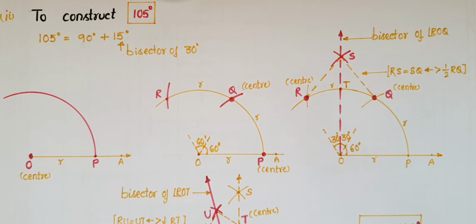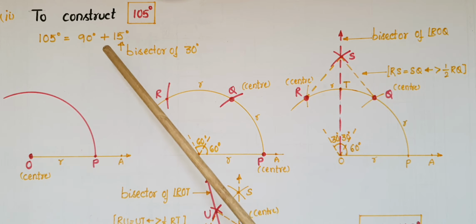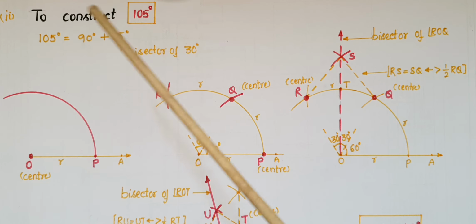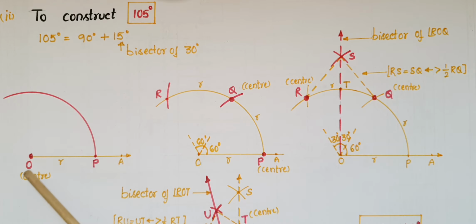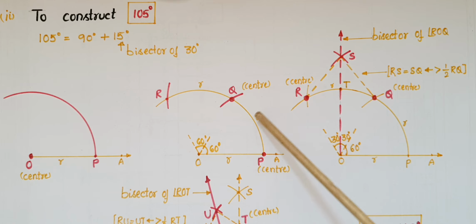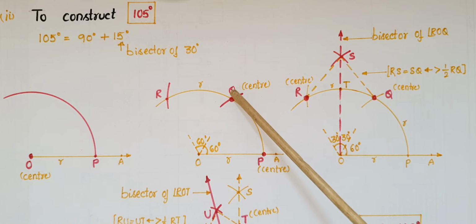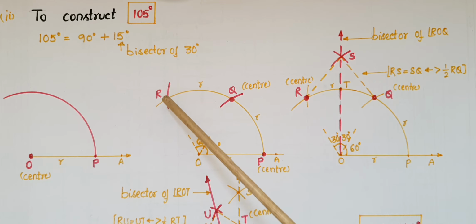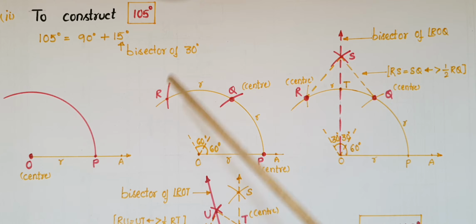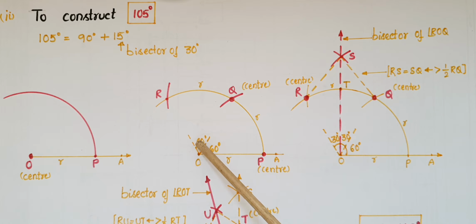Next one is to construct 105 degrees. 105 degrees is equal to 90 degrees plus 15 degrees. So first construct 90 degrees. For that you have to draw a ray OA and take O as center with some radius R. Draw an arc which intersects the ray at the point P. Then take P as center with the same radius R. Draw another arc which intersects at the point Q and take Q as center with the same radius. Draw another arc which intersects the same arc at the point R. This is 60 degrees and this is 60 degrees angle.